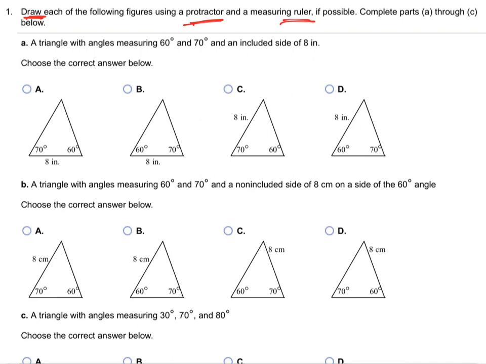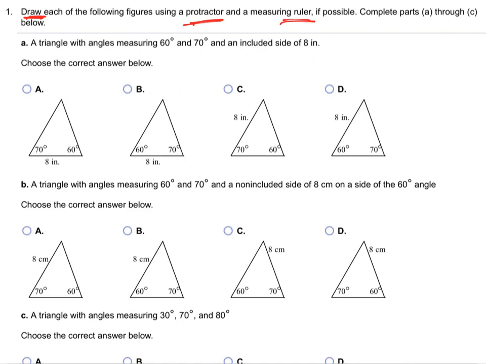Right now we're just going to stop and say, hey, if we did draw, which of those would it look like? And just kind of get used to feeling it out. Then next week we'll get more hands-on. I will do some hands-on stuff, which is good, and we'll do some actual drawing of these things. But right now let's just think about, in theory, what would it look like? Which of those, A, B, C, or D, could in real life be a triangle with angles 60, 70, and an included side of 8?